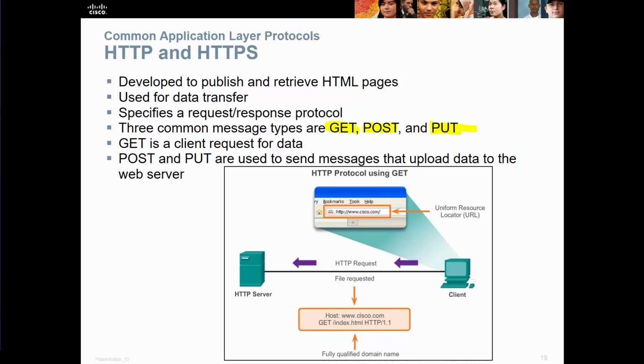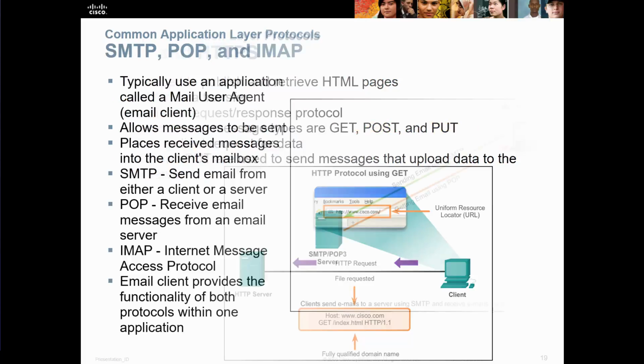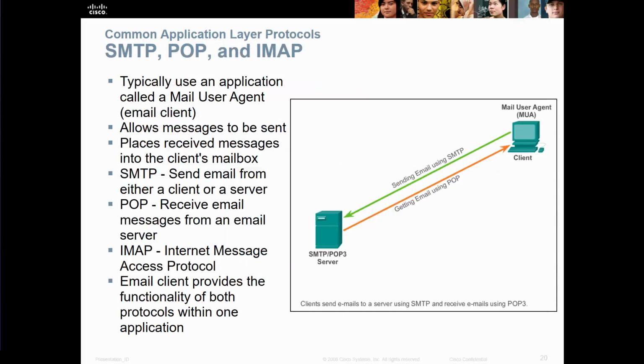Another big one that I've noticed on a lot of the exams are SMTP and POP. So you will use SMTP to send mail. And you will use POP to get mail. So if you want to block people the ability to send email, you'd be blocking SMTP. If you want to block people from receiving email, you do it via POP.